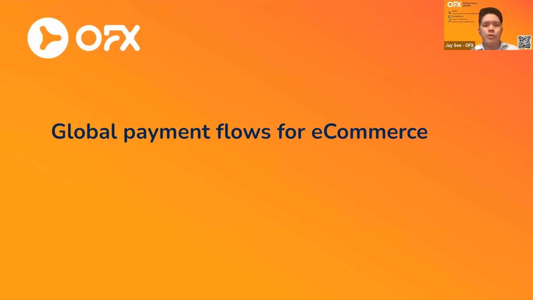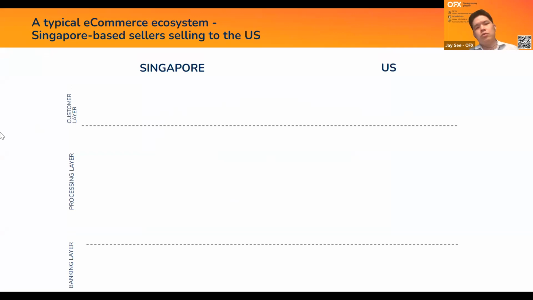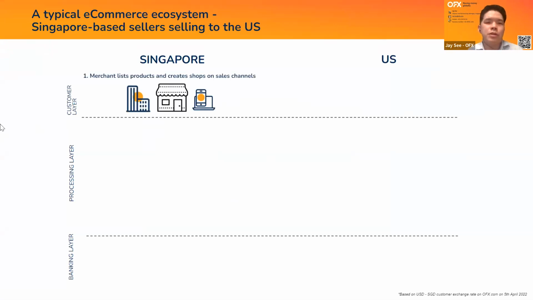Now I'm going to talk about firstly, the global payment flows for e-commerce, okay? How does that look like? Now, here is a typical flowchart of how the e-commerce ecosystem works. We're going to start with the customer layer on top, and then I'll just move my way down the chart, okay? So say you are an Amazon seller wanting to list products and create shops on various sales channels online, okay?